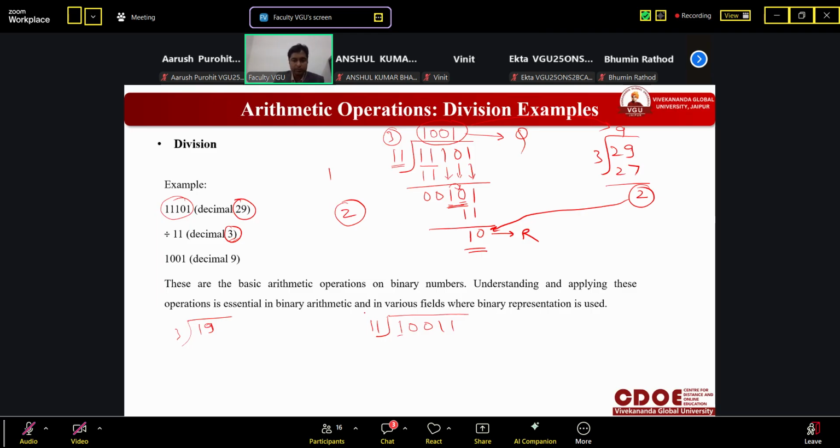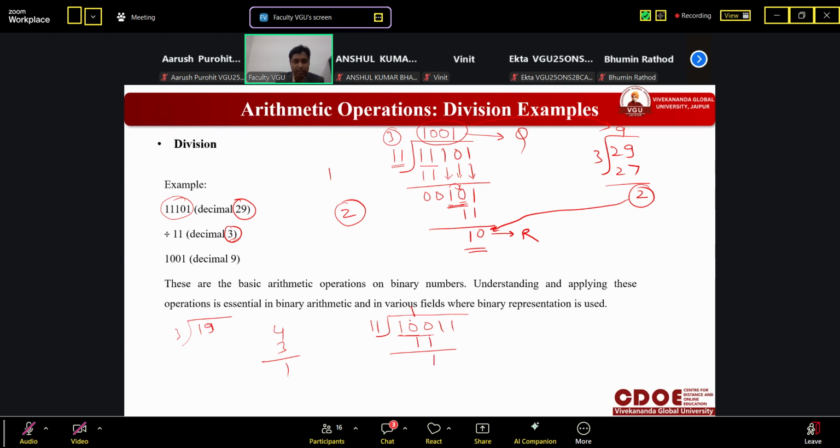So what do we do? We will start with 1. In 1 we cannot divide here because 1 0 is 2, so we have to include 3 bits. So we will write 1 1 here. What is this? It is 4 minus 3 is 1. 1 0 0 is 4, and 4 minus 3 is 1. So we will write 1 here.